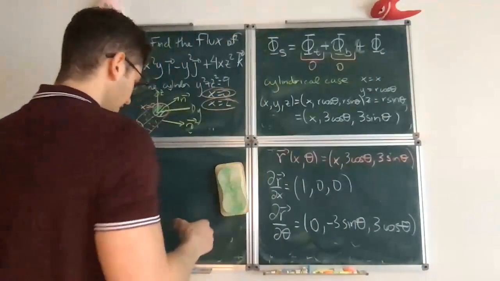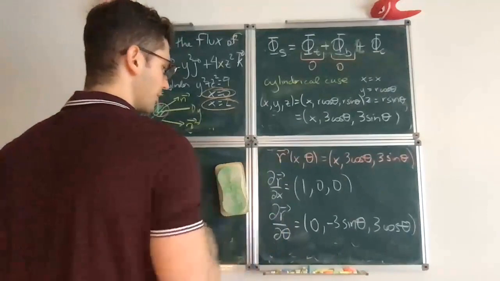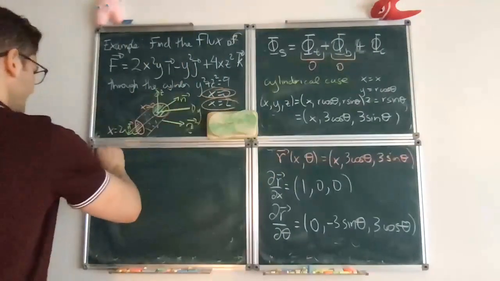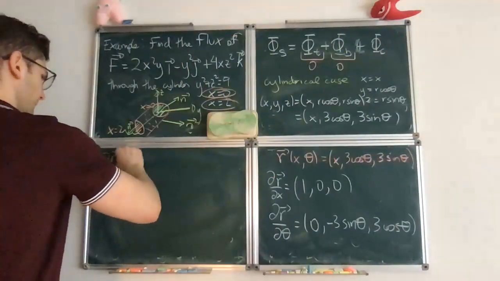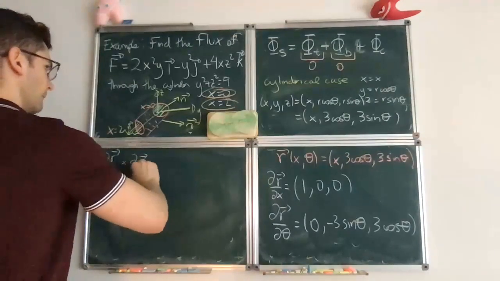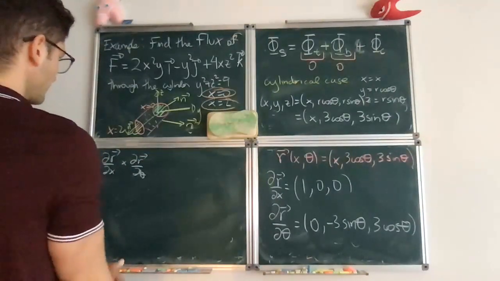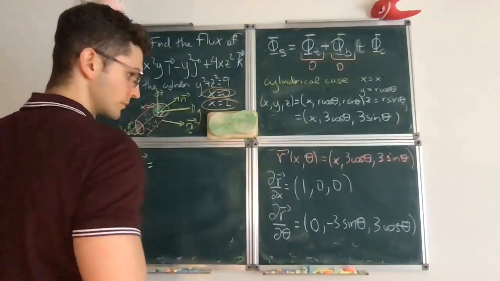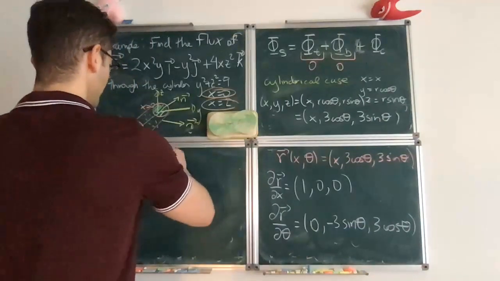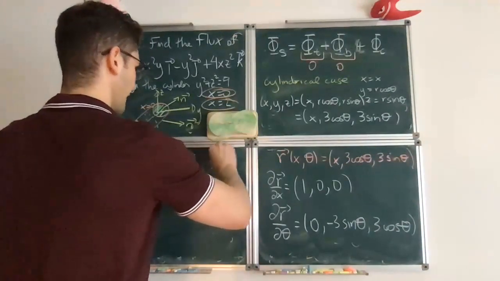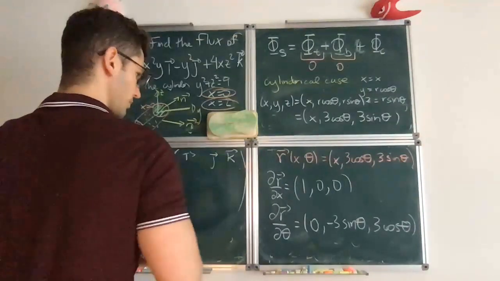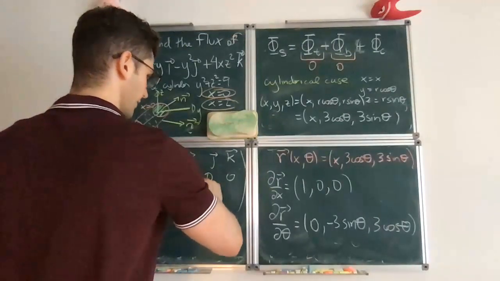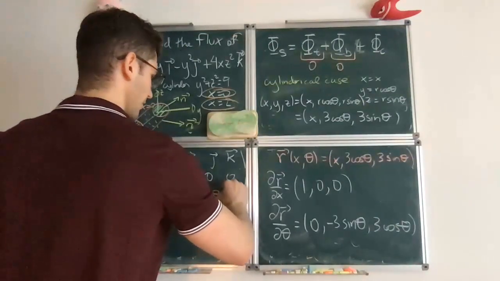And ds, if you remember, is the norm of the cross product of these two vectors. So let's think first about what the cross product is. So it's I, J, K, 1, 0, 0, 0, negative 3 sine of theta, 3 cosine of theta.